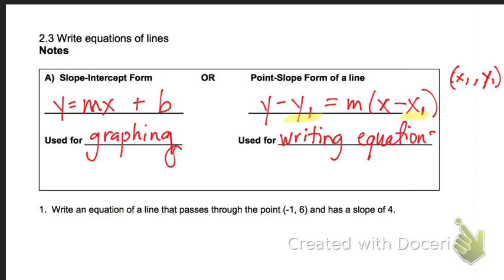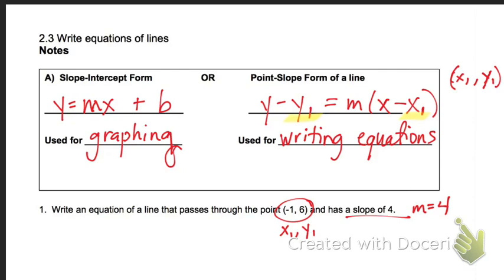So if you ever see a sentence that says, write the equation of the line that has this, this, this, and this, you're going to use the point slope form. Like number 1, it says write an equation of a line that passes through the point -1, 6 and has a slope of 4. So -1, 6 is my x1, y1. And m is going to be my slope.